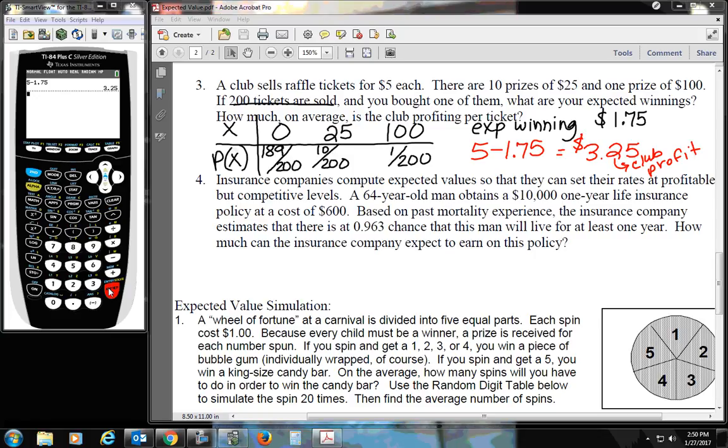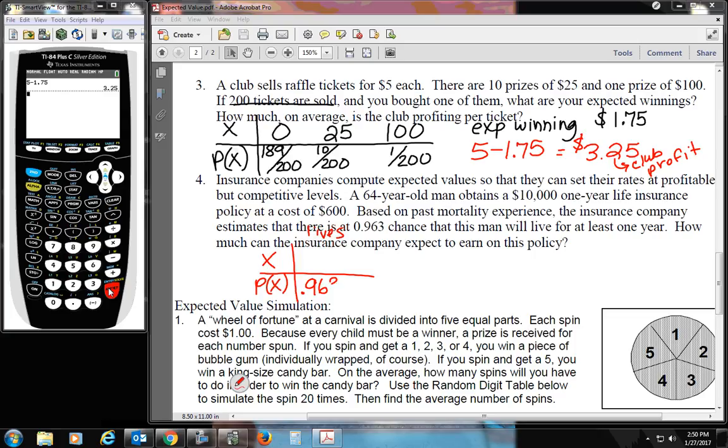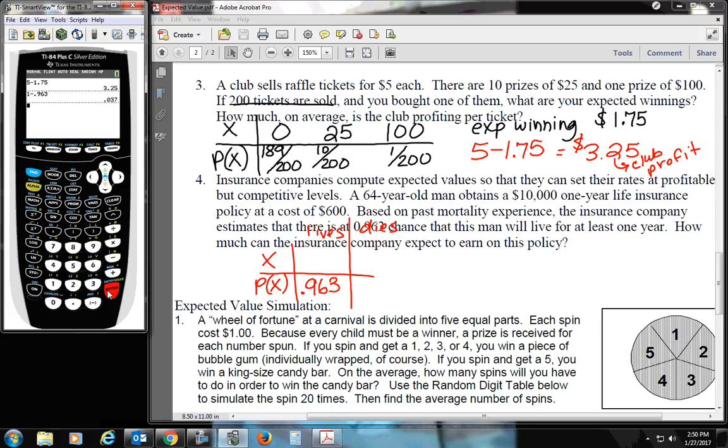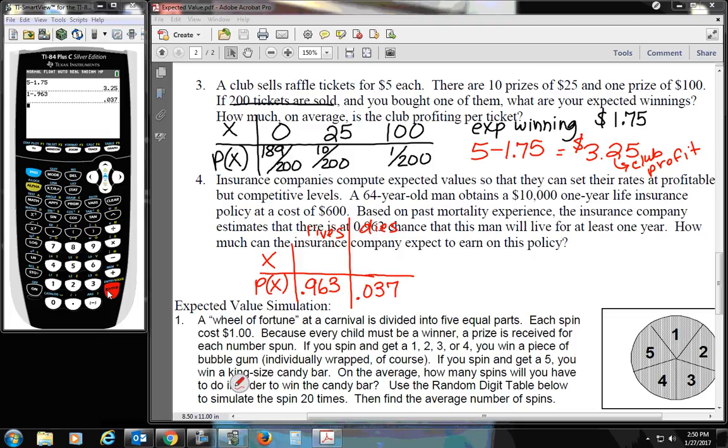And so if the man dies, I'm actually going to do this chart kind of backwards here. I'm going to do the x, and then I'm going to do the P of x. The probability that he lives, let's do that one first, because that's what's given to us, is 0.963. So then what's the probability that he is going to die? We would do 1 minus 0.963. And so if 96.3% of the time he's going to live, then 3.7% of the time he's going to die. Okay? And so let's think about what the company actually has to pay out if you live versus if you die, or how much they're going to profit.